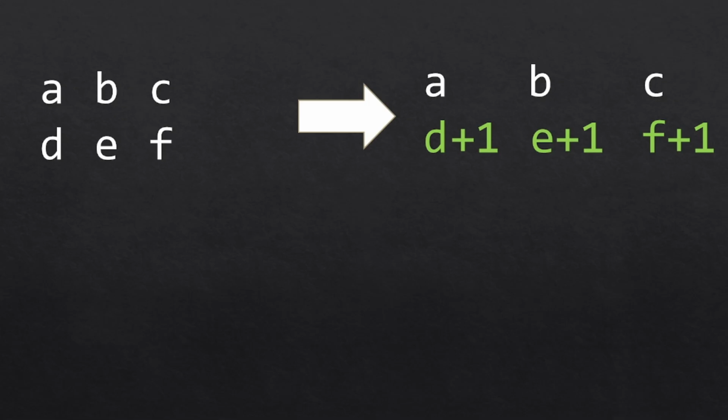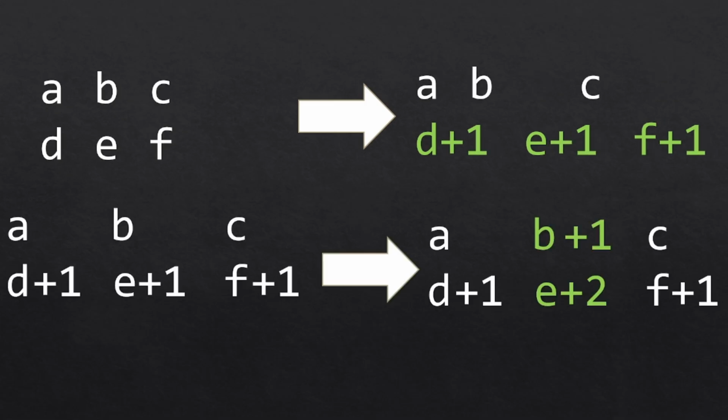Let's first perform an operation on the last row. We increment all elements: A, B, C, D plus 1, E plus 1, F plus 1. Now we know B is not equal to E plus 1. Next, we perform an operation on the middle column, increasing the second column values: A, B plus 1, C, D plus 1, E plus 2, F plus 1. Now, since B was not equal to E plus 1, it follows that B plus 1 is not equal to E plus 2. So the condition still holds.